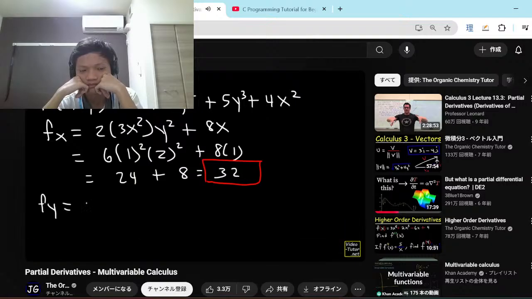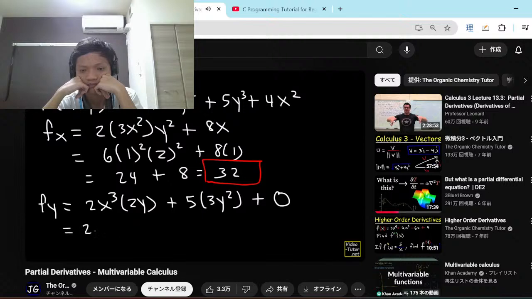Now let's do the same for fy. So first we define it. Let's treat x as a constant. The derivative of y squared is 2y, and the derivative of y cubed is 3y squared. And 4x squared is constant, so that becomes 0. Now let's plug in point 1, 2.